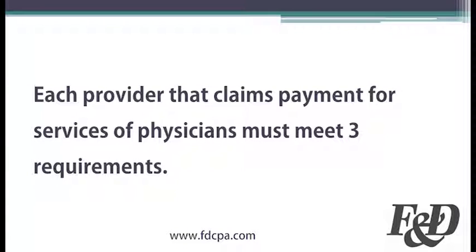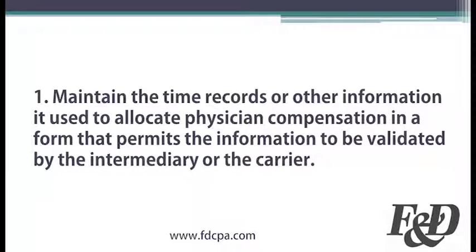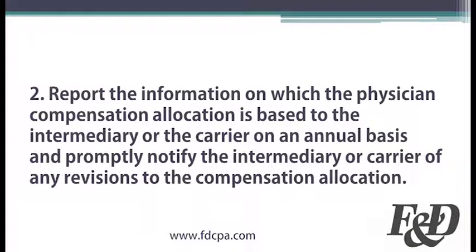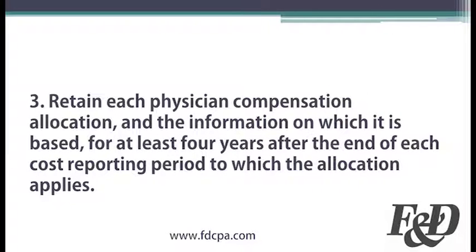Each provider that claims payment for services of physicians must meet 3 requirements. Maintain the time records or other information it used to allocate physician compensation in a form that permits the information to be validated by the intermediary or the carrier. Report the information on which the physician compensation allocation is based to the intermediary or the carrier on an annual basis and promptly notify the intermediary or carrier of any revisions to the compensation allocation. Retain each physician compensation allocation and the information on which it is based for at least 4 years after the end of each cost reporting period to which the allocation applies.